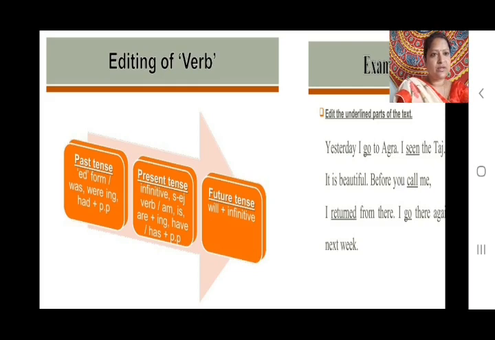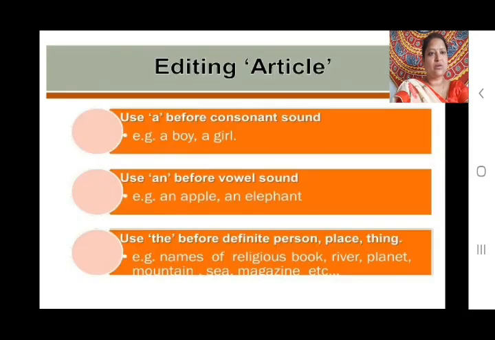So let's come to the question part. Yesterday I go to Agra. Yesterday means past, so in place of go it will be went. In the last sentence you see next week is written. Next week refers to future time, so in place of go it will be shall go.